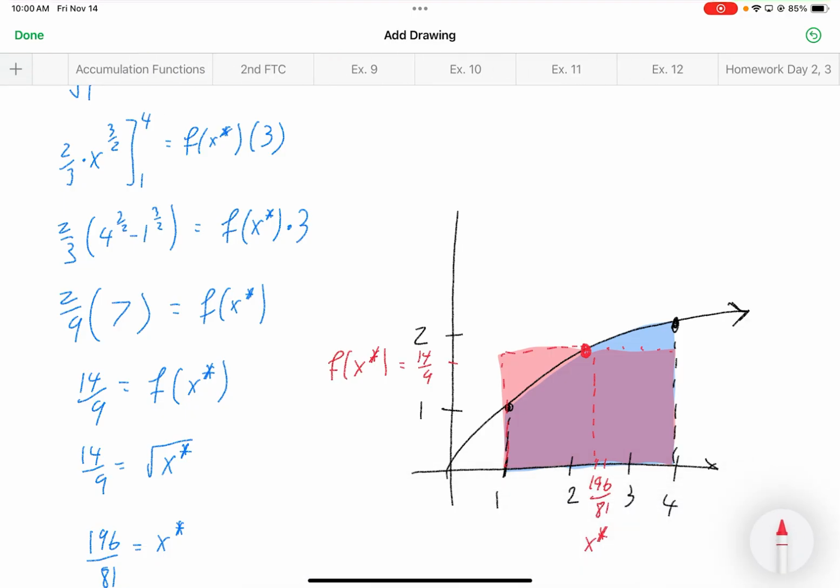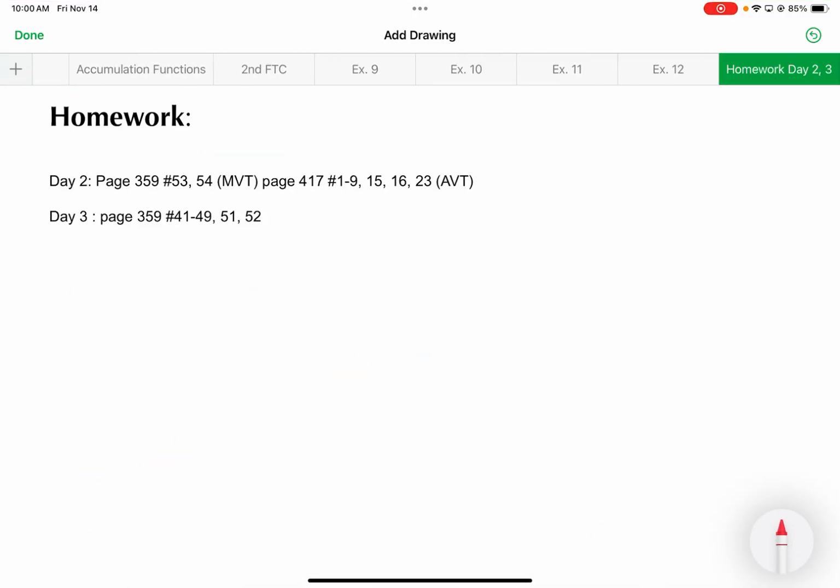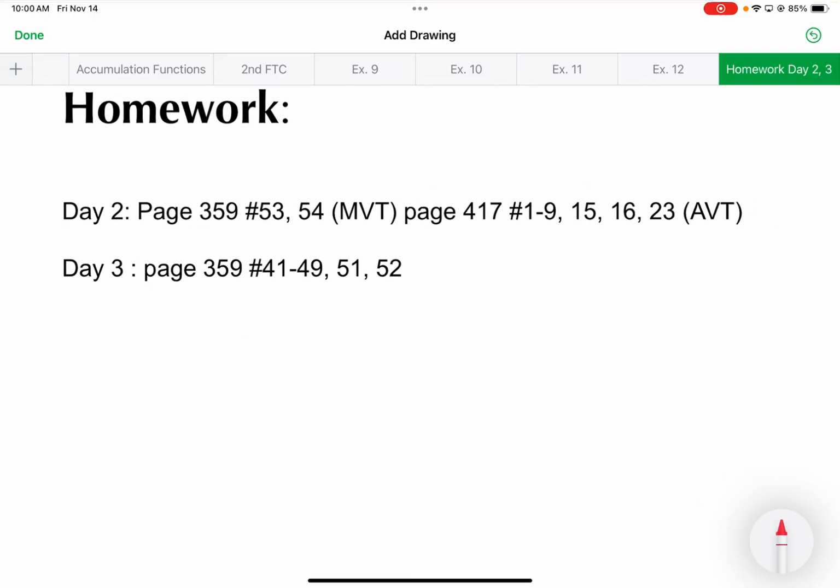Your homework is split across 2 different pages because average value theorem, definition, whatever you want to call it, is actually a concept out of chapter 6. It's in section, I think it's 6.6. So page 359, 53 and 54 is mean value theorem stuff. And then 1 through 9, 15, 16, and 23 is questions related to average value theorem. Okay?